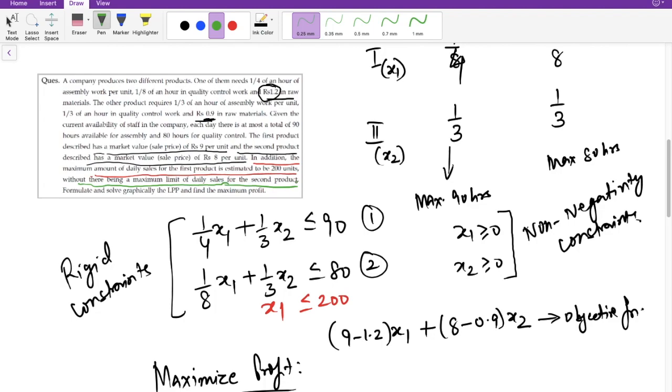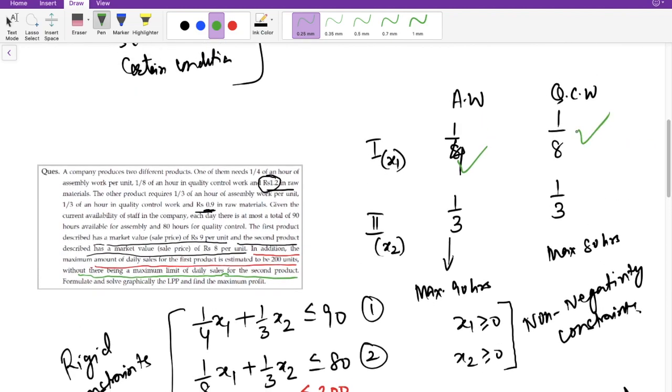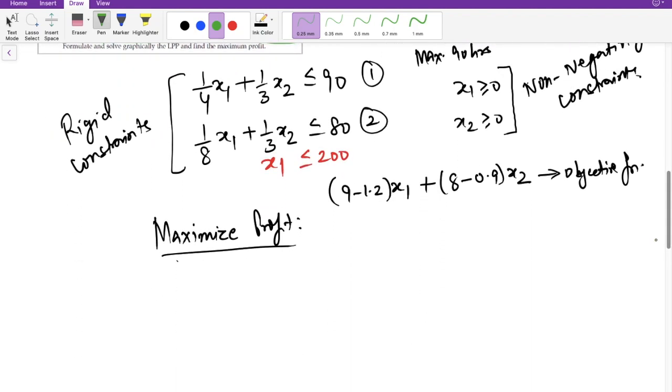Okay, so 1 by 4 of the first one, that was fine. 1 by 8 of the second one, that was okay. And then 1 by 3 here and 1 by 3 here, not an issue. Minus 0.9, we'll come to that. How many hours? 90 hours. They are saying maximum of 90 hours, it's okay, and maximum of 80 hours, it's again maximum, right? So this is the formulation.